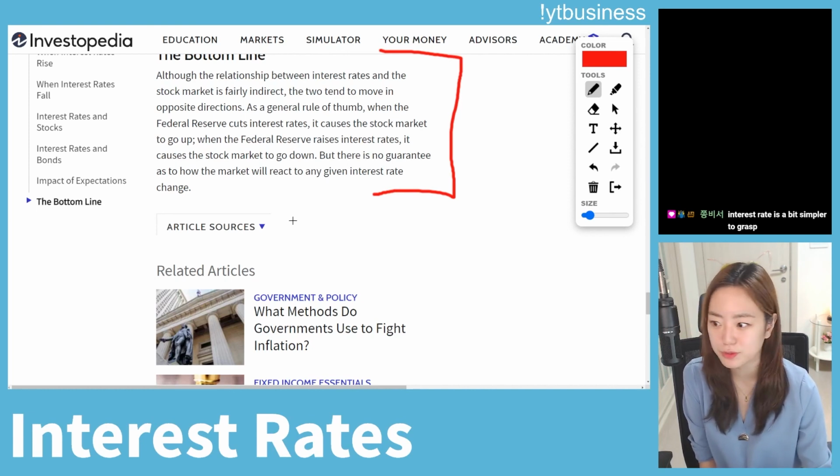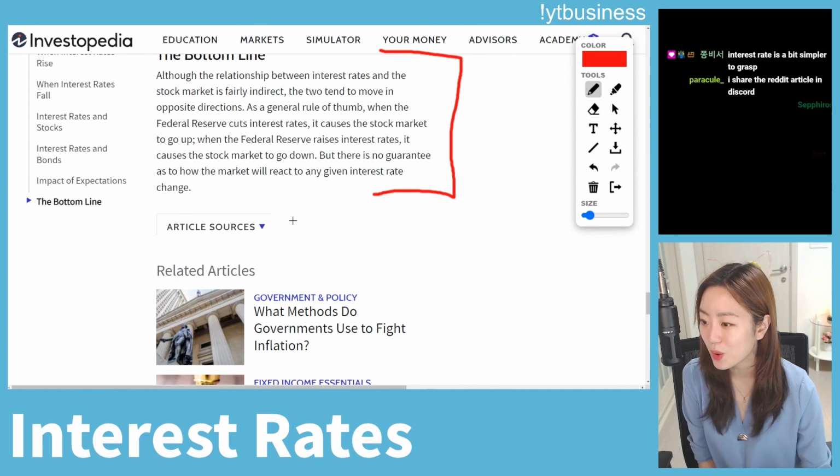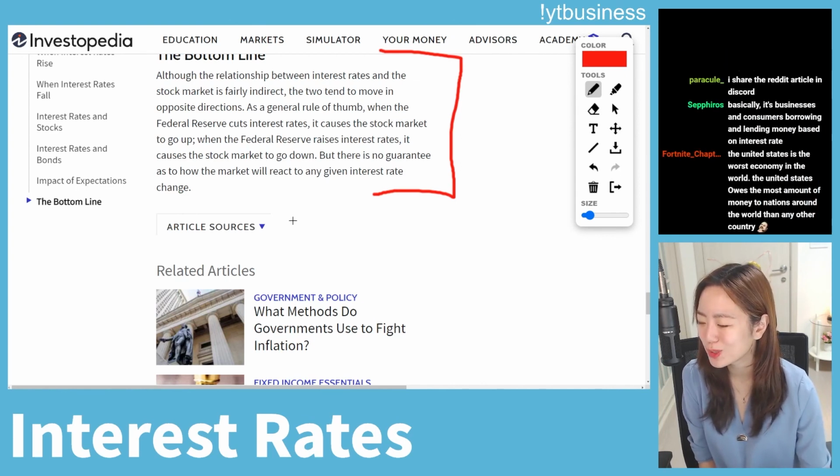Do you just type in federal fund rate and it'll tell you what it is right now?